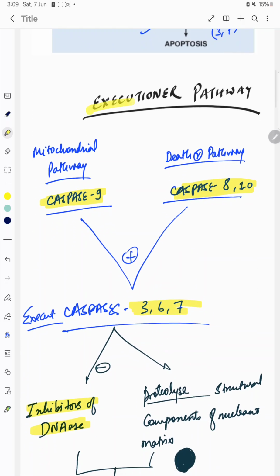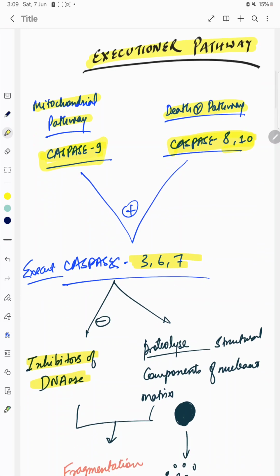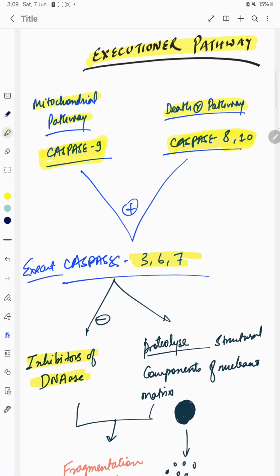What is the executioner pathway? By the mitochondrial or intrinsic pathway, caspase 9 gets activated, and by the death receptor pathway or extrinsic pathway, caspase 8 or 10 gets activated. They stimulate or activate the executioner caspases, namely caspase 3, 6, and 7.